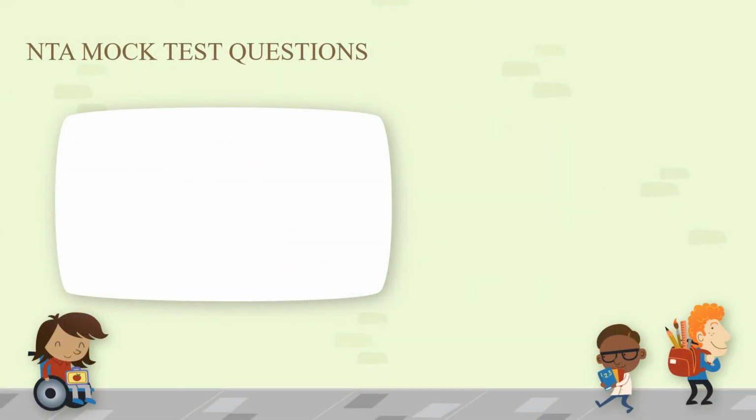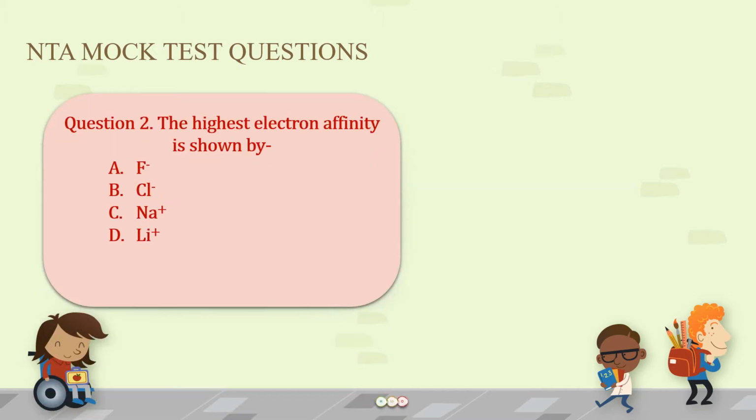So now the next question that I'm going to be putting to you is going to be related to the atomic and the physical properties for the group 17 elements, the various trends that we see for electron affinity, ionization enthalpy, atomic size, etc. The question I have chosen for you is: the highest electron affinity is shown by the fluoride ion, the chloride ion, the sodium ion or the lithium ion. Please first of all pause the lecture, answer the question, and then we will be talking about it.